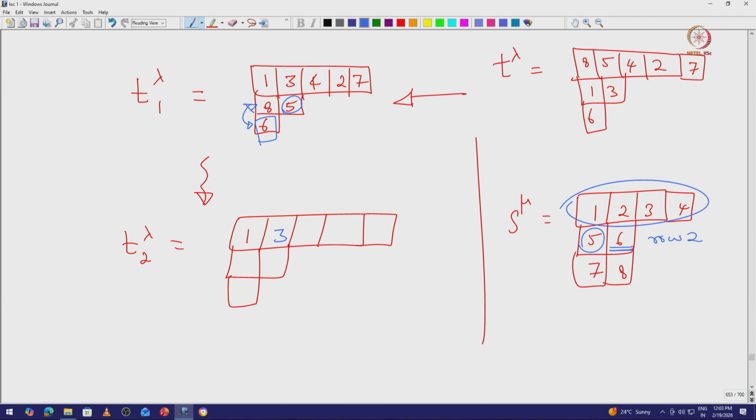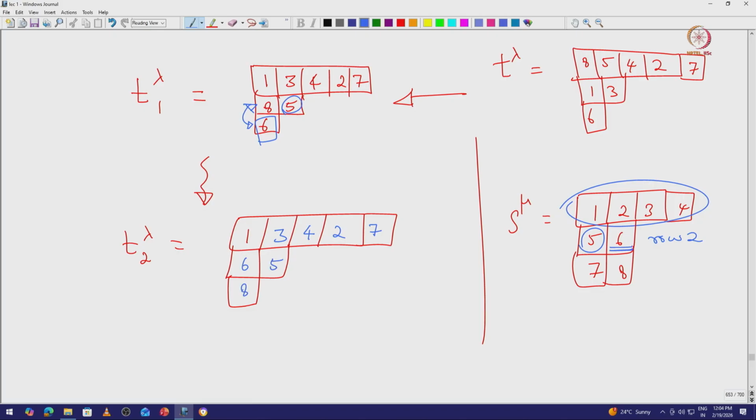So, we keep this first row 1, 3, 4, 2, 7, we do not change, but the second row what we do, we switch this 8 and 6, we get 6 and 8 here, this 5 we keep it as it is.